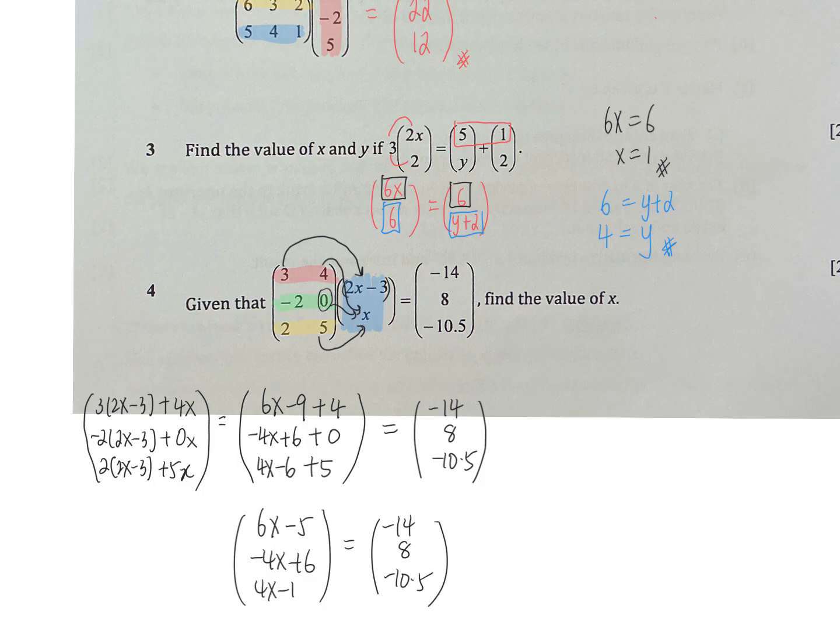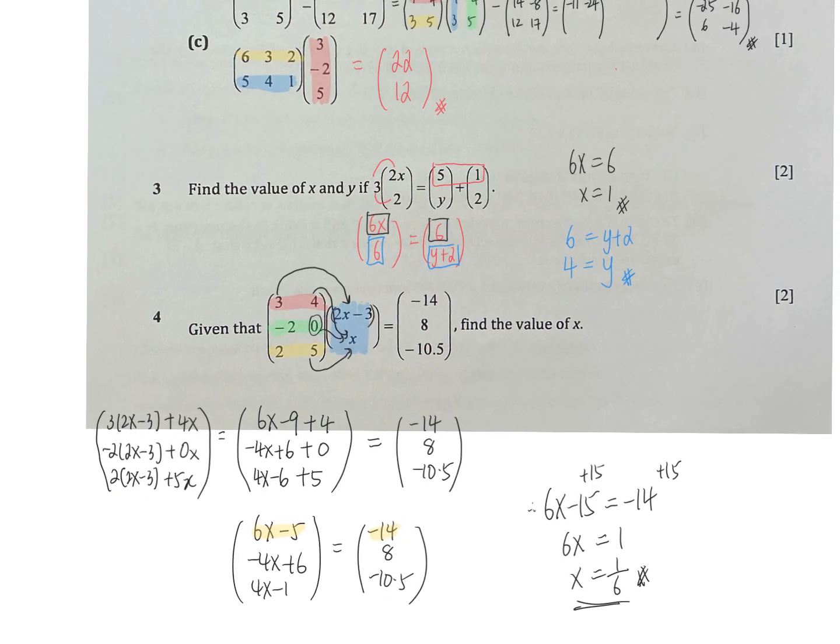Do you need to solve for all? No need. Just choose one, it will do, because all the x should be the same. So choose one that looks friendly to you. So maybe I choose this one. Therefore, 6x minus 15 is minus 14. I plus 15 on both sides. So x is just 1/6. Okay? That's it.